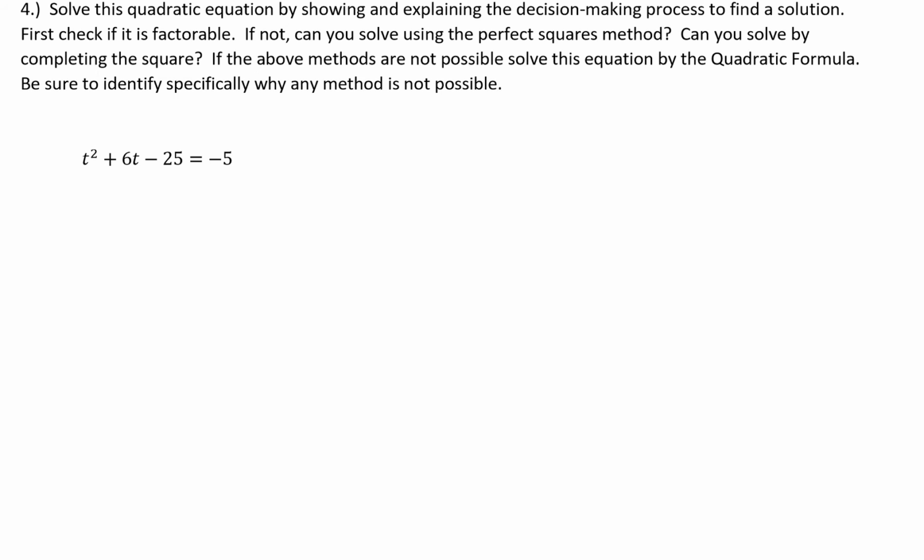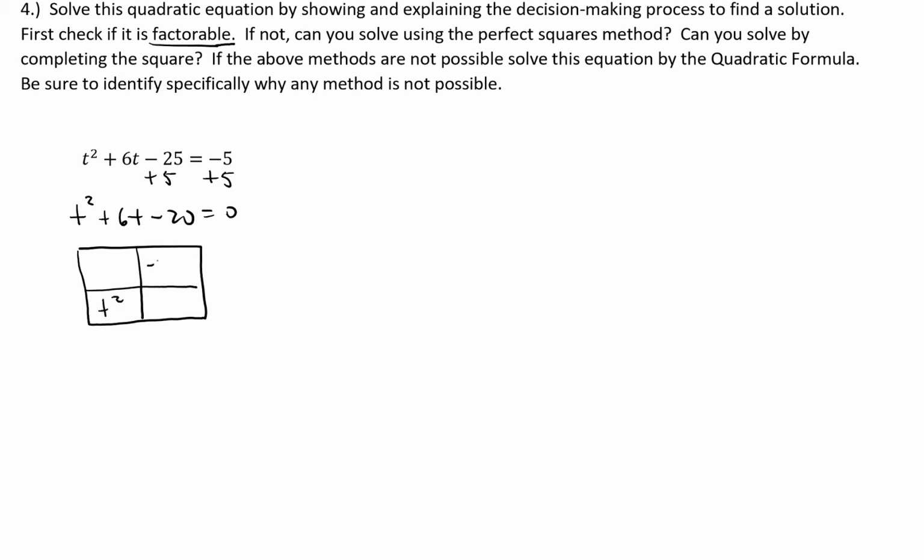All right, in problem 4 here, we want to solve the quadratic equation by showing and explaining the decision-making process to find a solution. First, check to see if it is factorable. Before we do that, we've got to add 5 to both sides, and so then we end up with t squared plus 6t minus 20 equals 0.